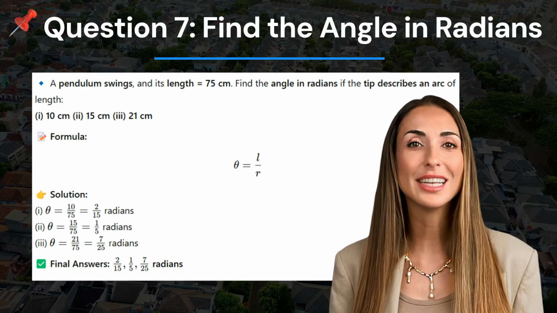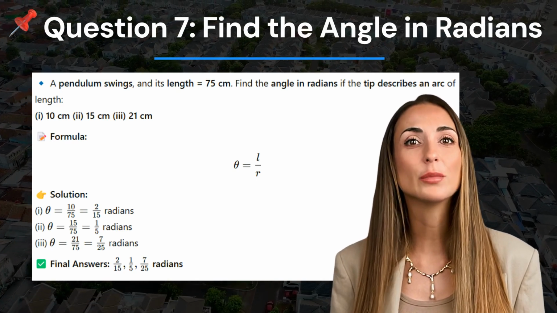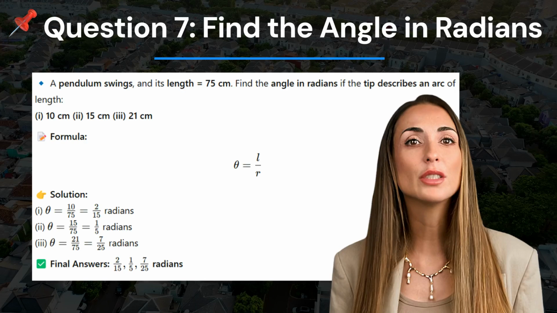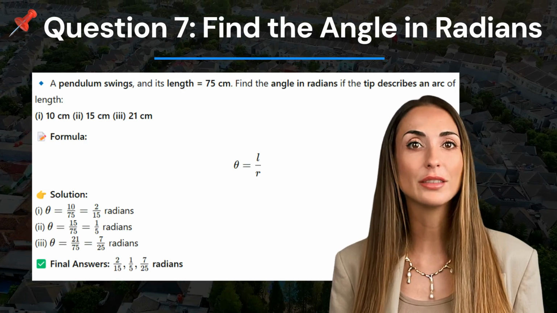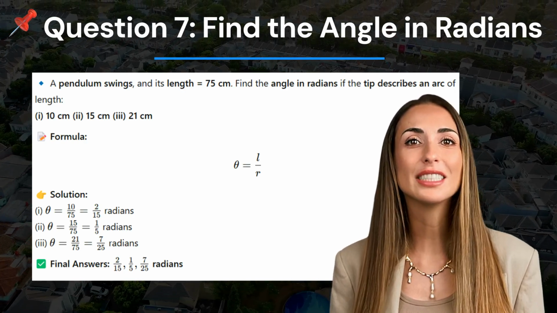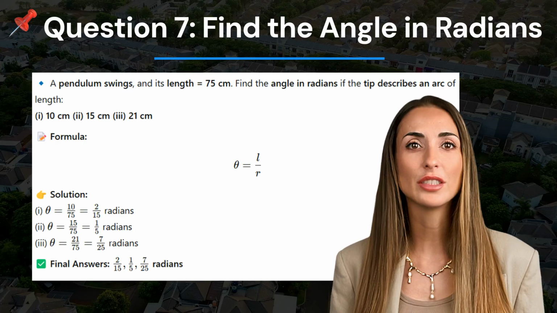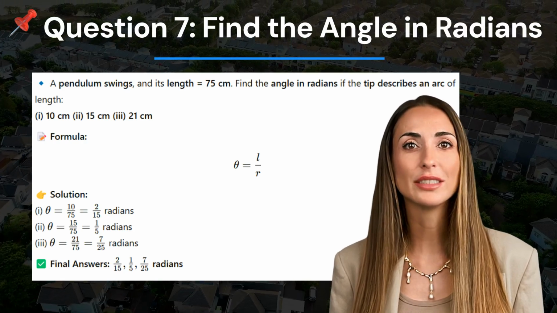Question 7. Find the angle in radian through which a pendulum swings if its length is 75 centimeters and the tip describes an arc of length. First question is 10 centimeters. Second question is 15 centimeters. Third question is 21 centimeters.